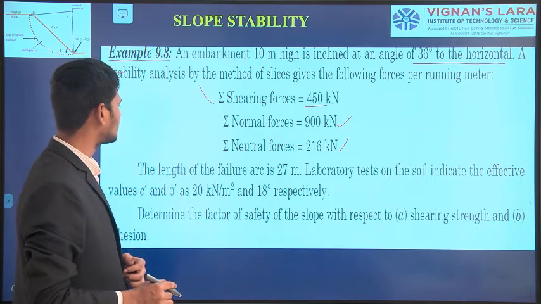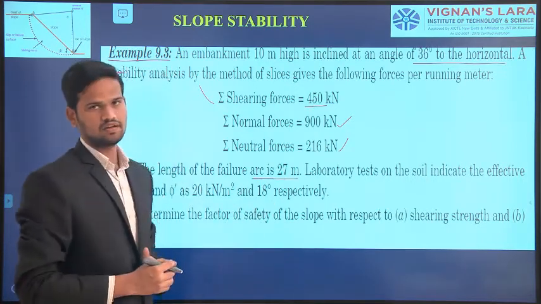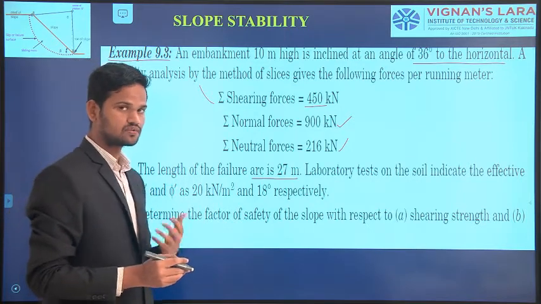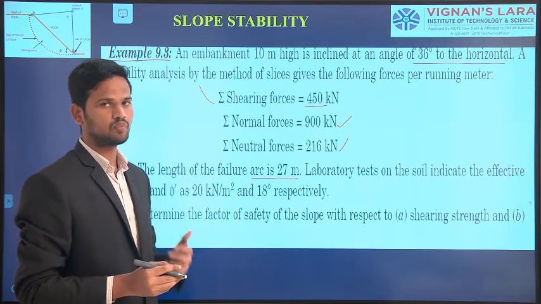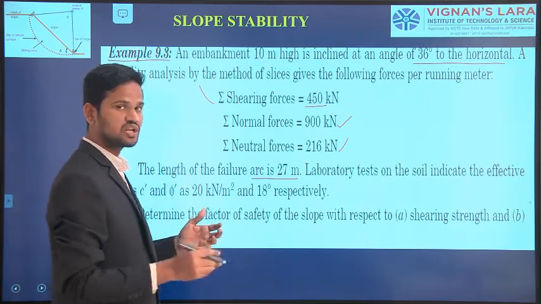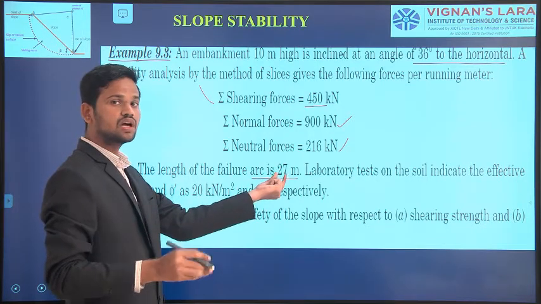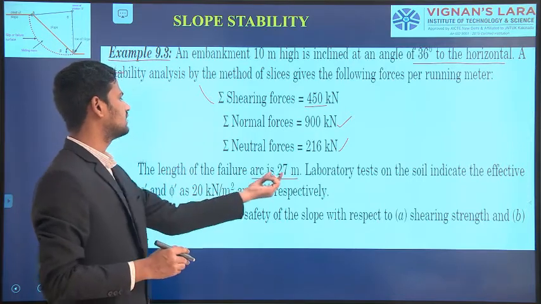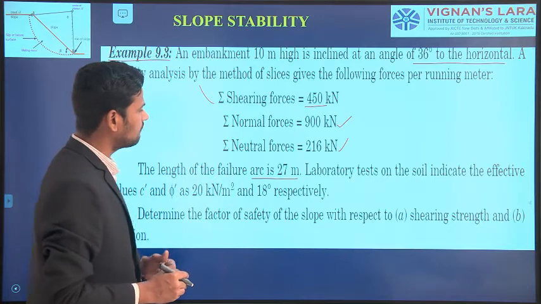Again, if you observe here, the length of the failure arc is 27 meter. Already we have discussed types of slope failures: translation failure, rotation failure, compound failure, edge failure, like that. Various types of failures are there. Here they mention the length of the slope failure, how much distance the slope is failing. That is, the length of the failure arc is 27 meter.